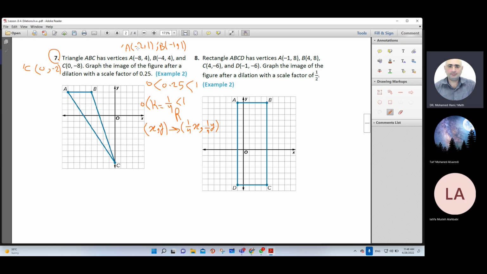So negative 2, 1 is here. This is A prime. Then B prime is negative 1, 1, here. Then C prime will be 0, negative 2, here. This is C prime. Then we can connect the points.